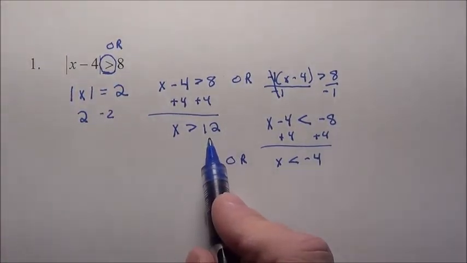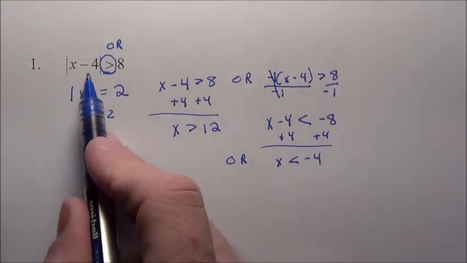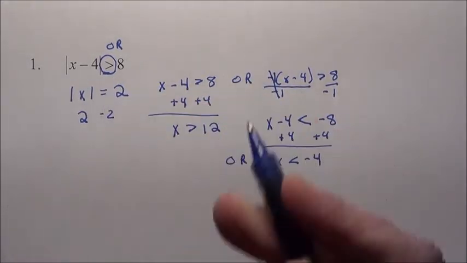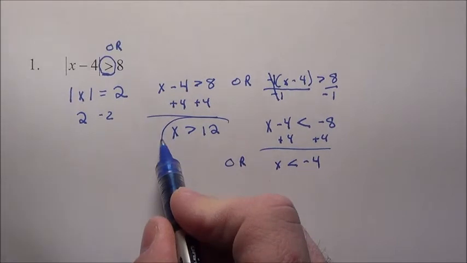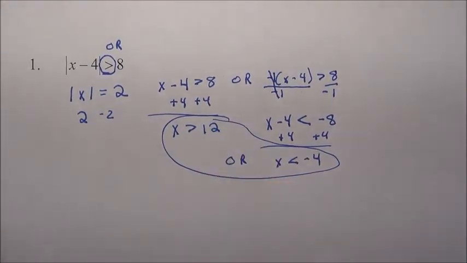You could pick something bigger than 12, 13. 13 minus 4 is 9. Absolute value of 9, yeah, is greater than 8. So here's our solution right here. X is greater than 12, or x is less than negative 4. And that's how you're going to do problem number 1.